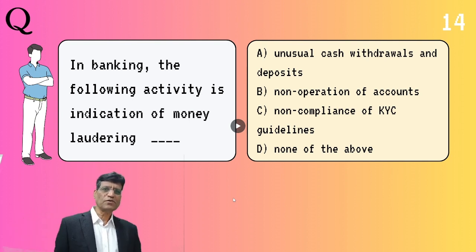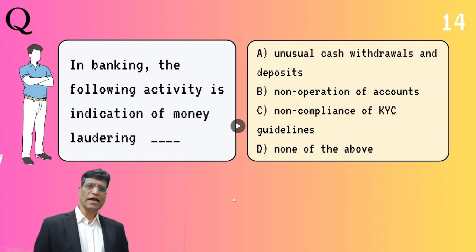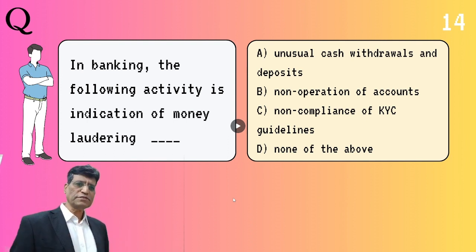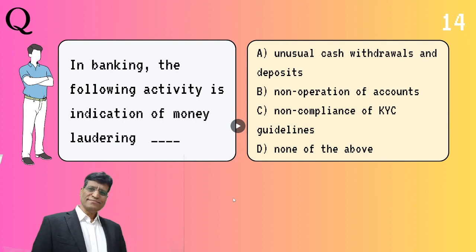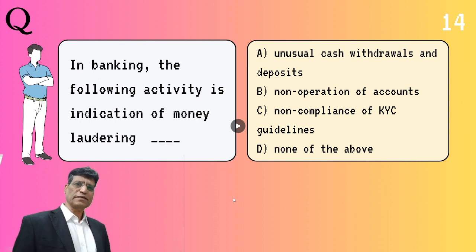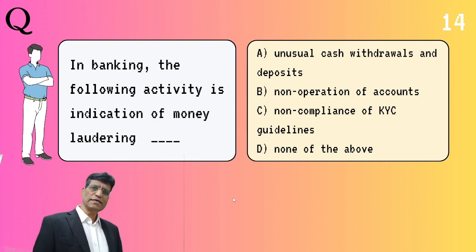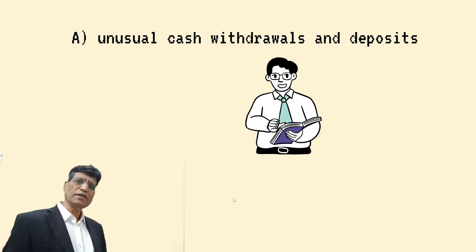Related question. This is a money laundering related question. In banking, which of the following activities is an indication of money laundering? Unusual cash withdrawals and deposits, non-operation of accounts, non-compliance of KYC guidelines, or none of the above. If one goes through the definition of money laundering, it becomes very easy to understand this question and the options. We have seen the options, and the answer is unusual cash withdrawals and deposits.